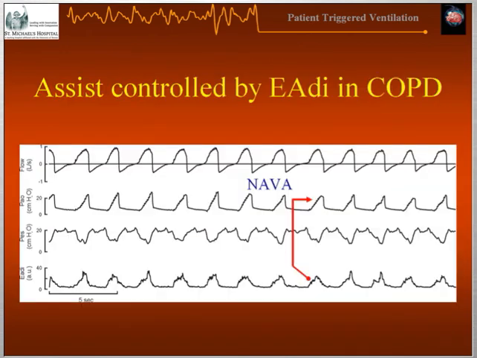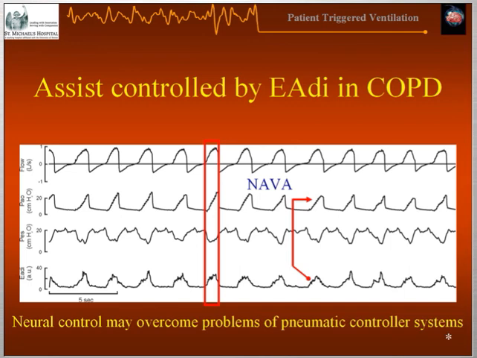Now, in this slide, I want to show what happens if we connect the patient so that we let the assist be controlled by the diaphragm electrical activity instead. So we are turning back the electricity from the diaphragm to the ventilator so you get an assist that is proportional to the activation. Simply, the ventilator starts when the activation starts, it delivers while the activation goes up, and it stops when the activity goes down. So neurocontrol may overcome problems of pneumatic controller systems.